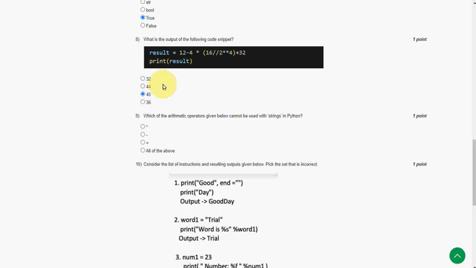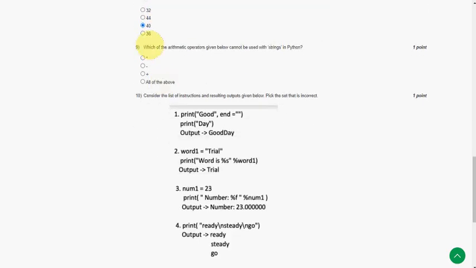40 is the answer. And ninth question, which of the arithmetic operators cannot be used with strings? We can use multiplication with strings, because suppose take a string called college. College asterisk 2, I mean college into 2, it will display college 2 times. So you can use this multiplication. And also plus, we recently used in the above question, 100 plus 200 gives a string. So we cannot use the minus symbol. So option B is the correct answer for 9th question, that is, second option.